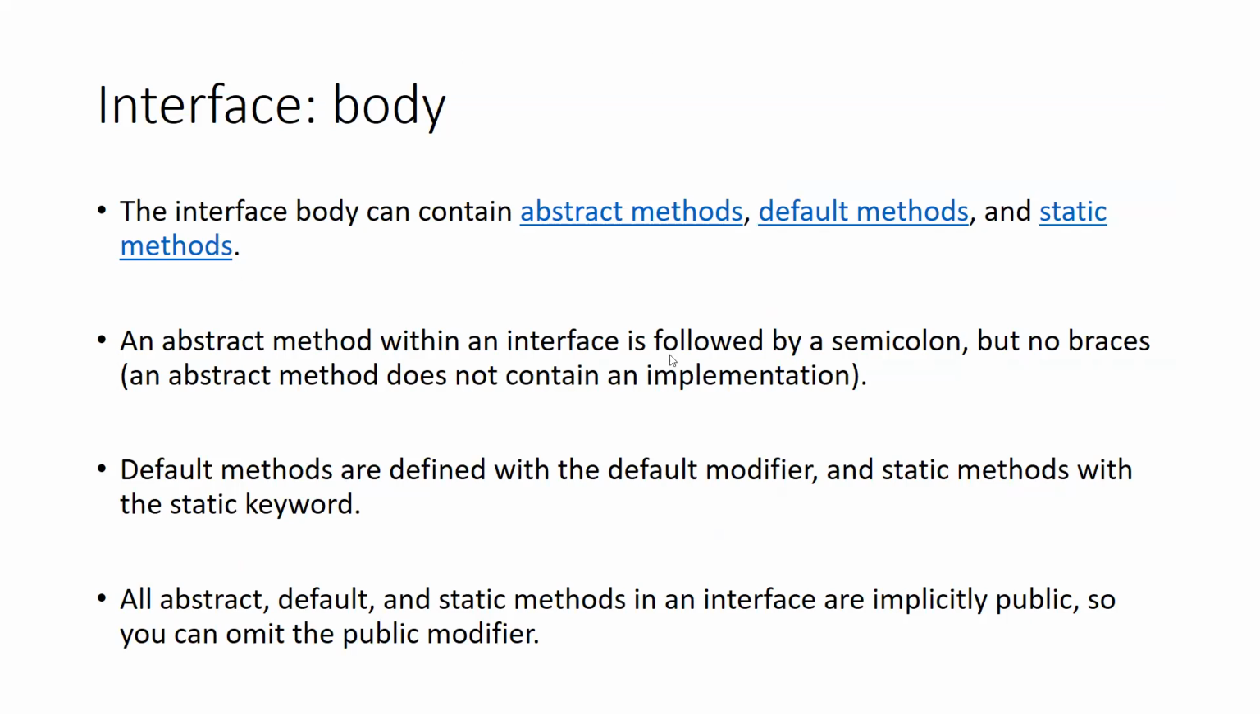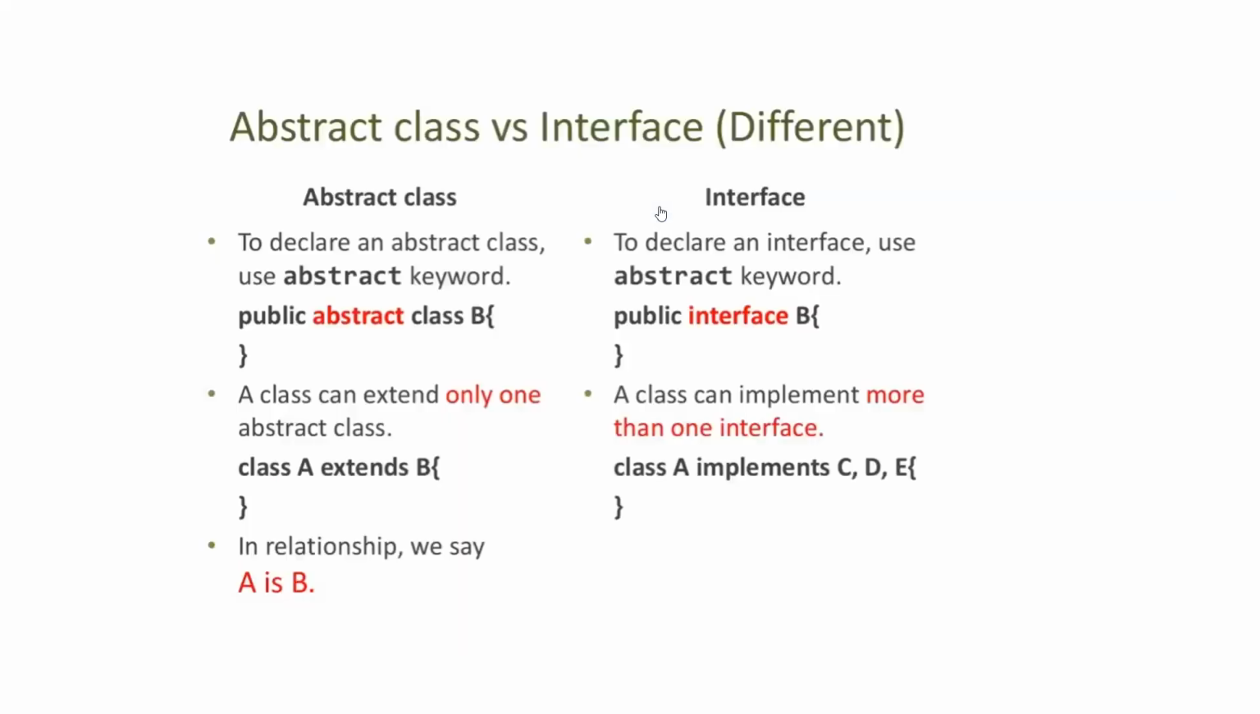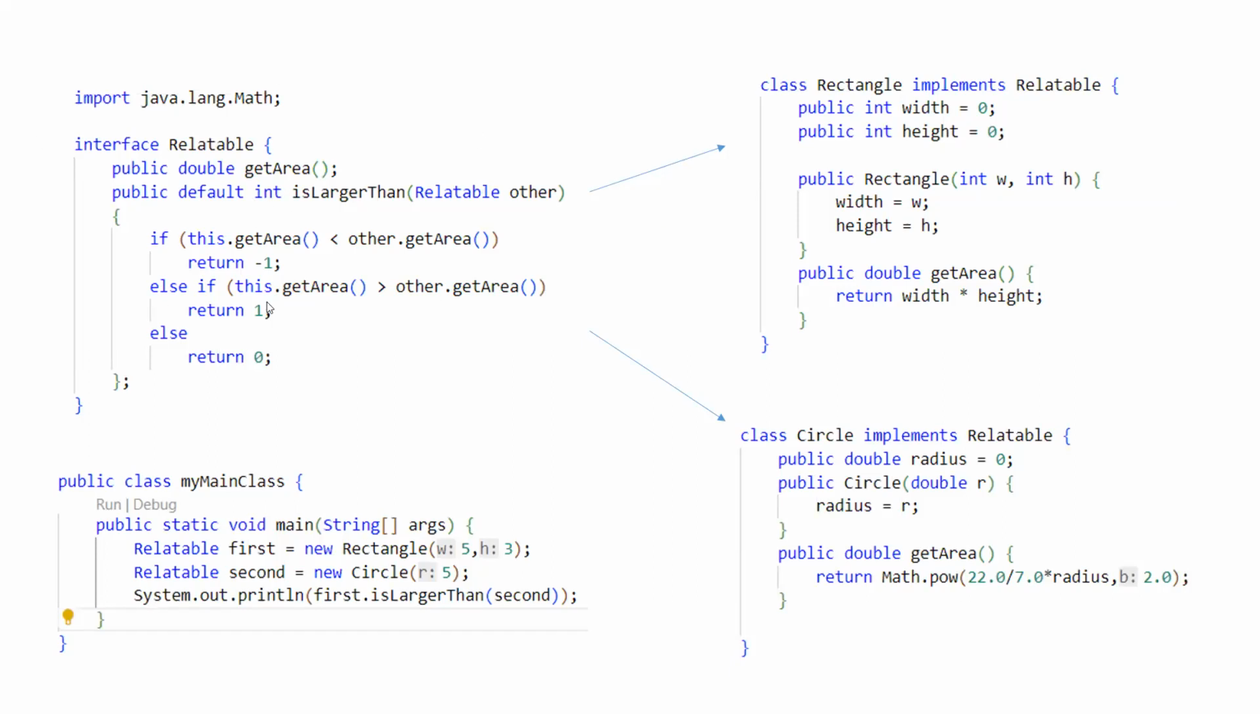In terms of interface body, you can have three different types of methods. The first ones are the abstract methods, the other ones are default methods, and the third type of methods are static ones. By abstract methods, I mean that, for example, if we look at the slide, we discussed this Relatable interface, and in here we have this getArea method, which by default is abstract. I don't need to write the explicit abstract keyword. If I'm defining some method with only a signature and no implementation, then this getArea method is abstract.